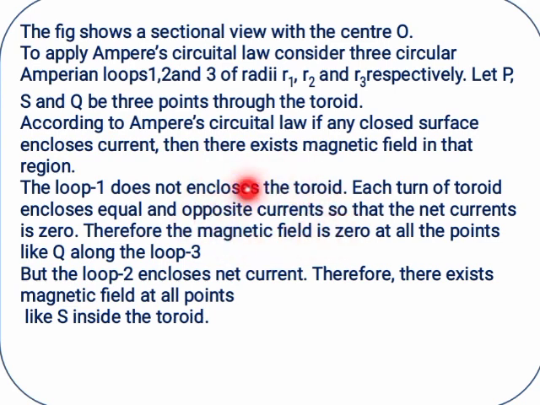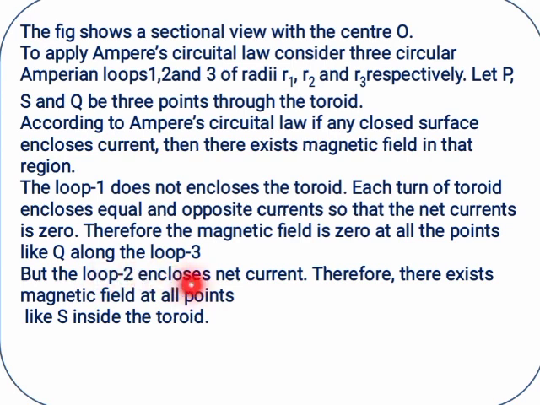Then there is no question of magnetic field, definitely it is also 0. Okay, and next one, along the loop 3, there also we observe the magnetic field 0 because it is away from the current element.